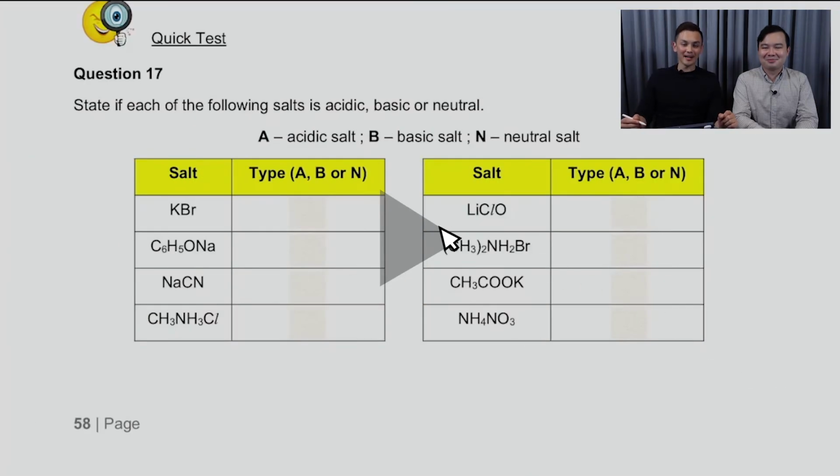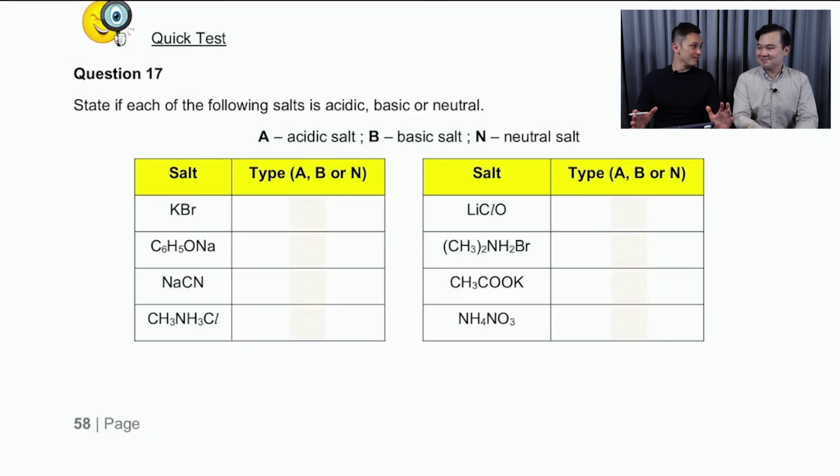Hi guys, welcome back. So you should have tried the 4 questions. Okay, I'm going to use that same shortcut method that Mr. Leong has shared with us to solve these 4 questions. Now the first question you're looking at is KBr. Now KBr came from KOH, which is going to be a strong base, and it also comes from HBr, which is a strong acid. Since both are strong, this salt is going to be neutral.